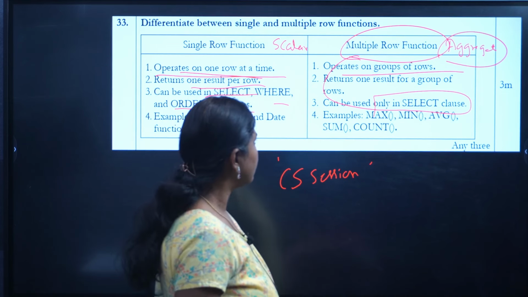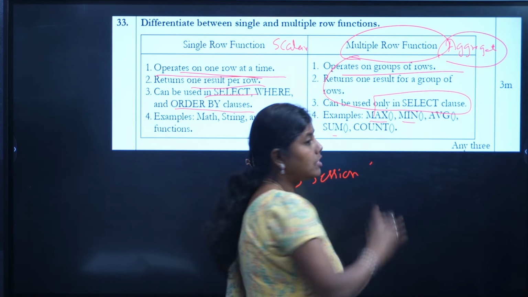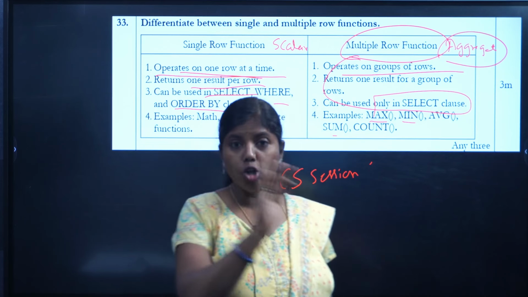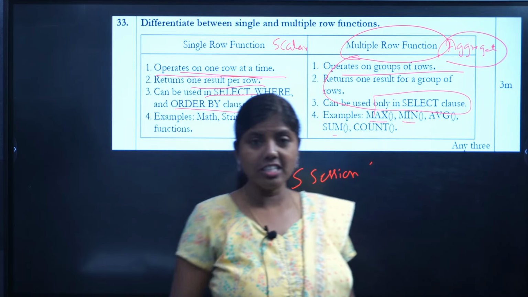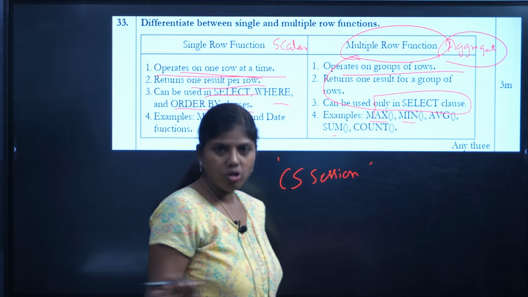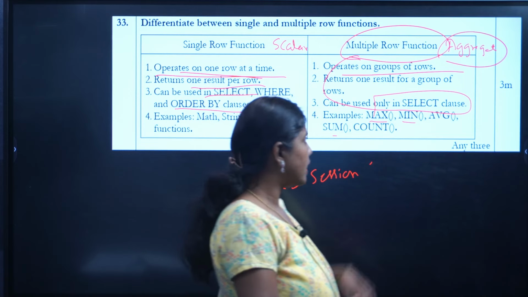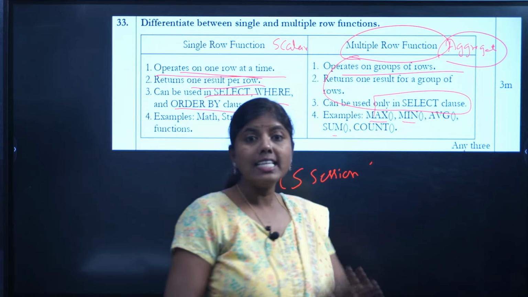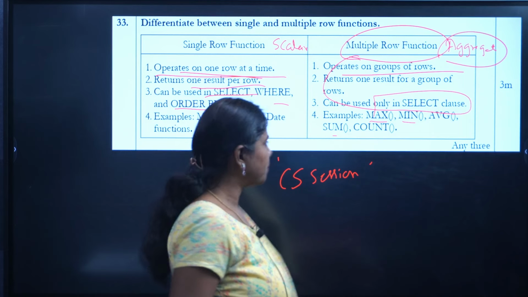Examples of aggregate functions: max function, min function, sum function, count function, average function. What is that function called? AVG function. Average only, but don't remember it as average, remember it as AVG only, so that you will not make a mistake. It will find the average only, but remember it as AVG.